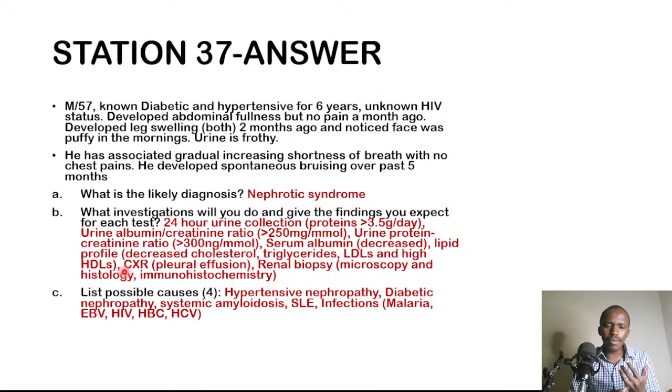It could be hypertensive nephropathy. It could be diabetic nephropathy. It could be that this patient has systemic amyloidosis. This person could have SLE. They could have infections like malaria, EBV, HIV, hepatitis B, even hepatitis C virus.